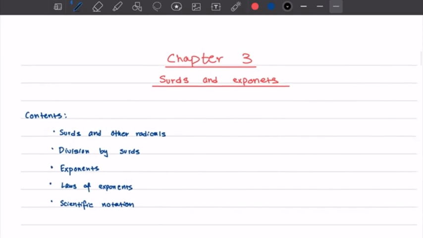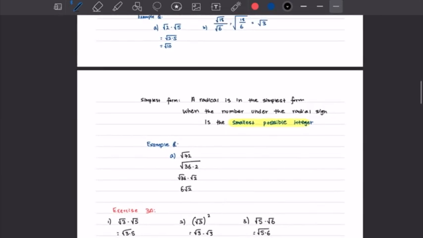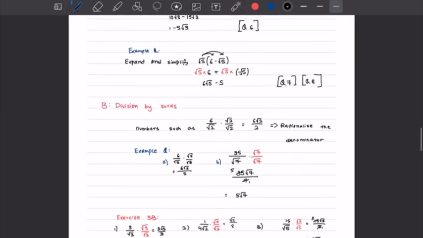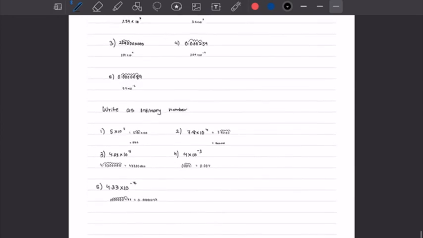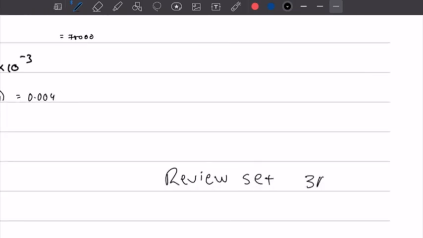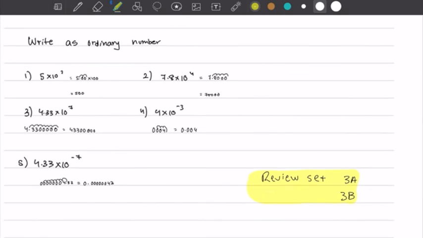I will try and make this whole sheet available if you guys need it, but I recommend you doing maybe not every single question, but do as much as you can. And as a review, I recommend you doing review set 3A and review set 3B, because review sets will be questions from every single one of the 5 topics we covered.